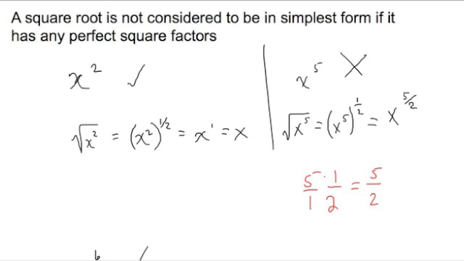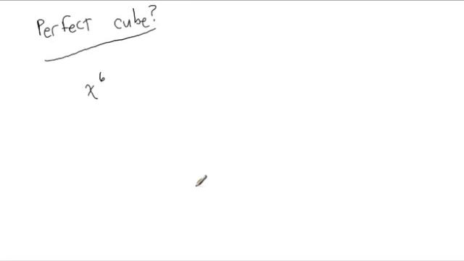This idea can be generalized into any nth root. If, for instance, we want to consider whether x to the sixth is a perfect cube, is x to the sixth a perfect cube? X to the sixth will be a perfect cube if I can take the cube root of x to the sixth and get an exponent that is an integer.